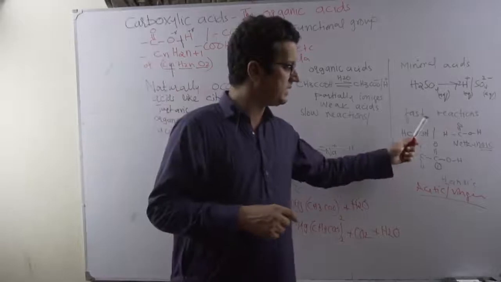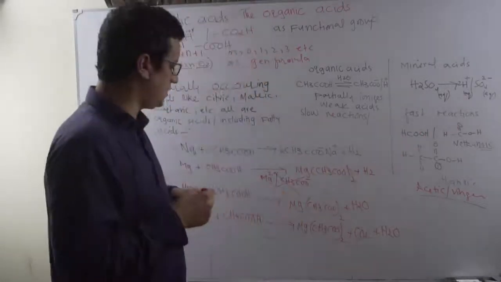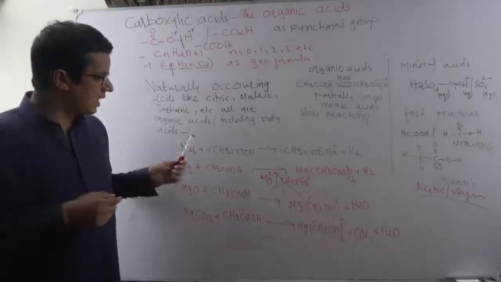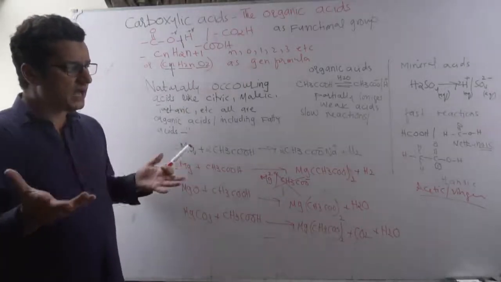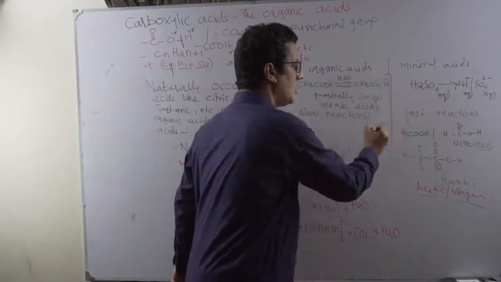Methanoic acid, very common acid. Methanoic acid, formic acid, a bee sting contains this. That's why it pinches a lot if it bites. So carboxylic acids, I said, are like mineral acids. Their reactions are the same, but they are slow. They will be slow in the reaction.